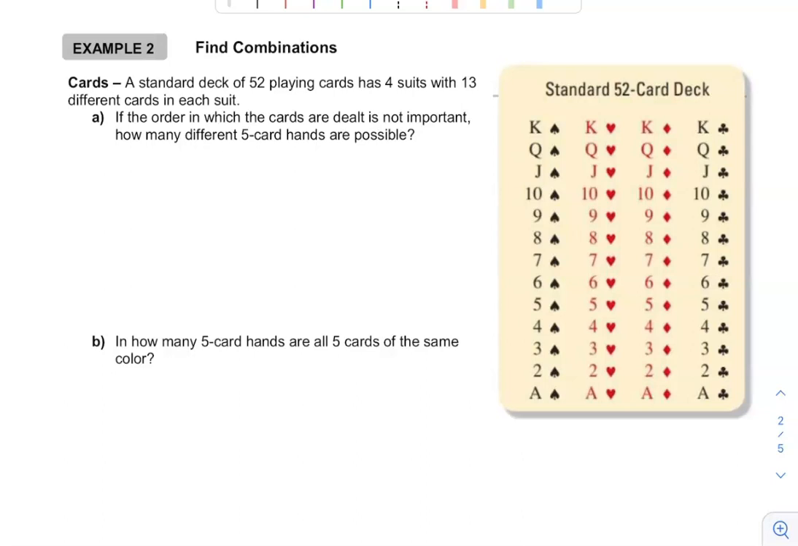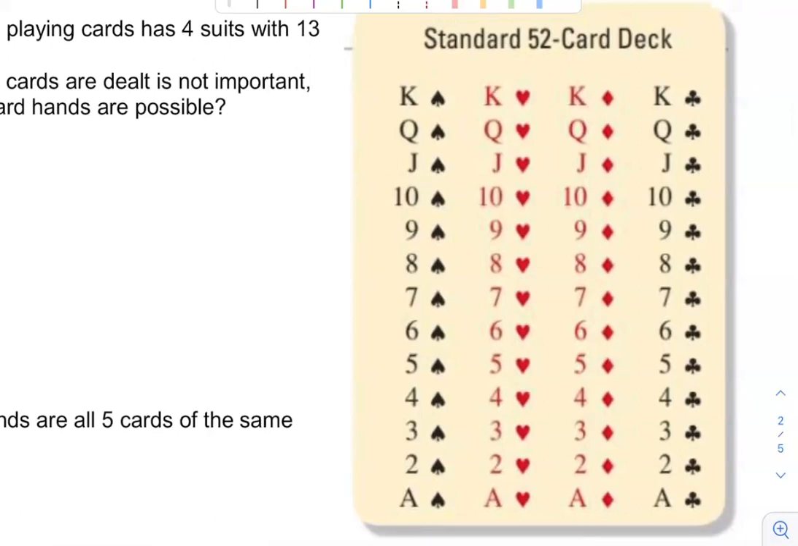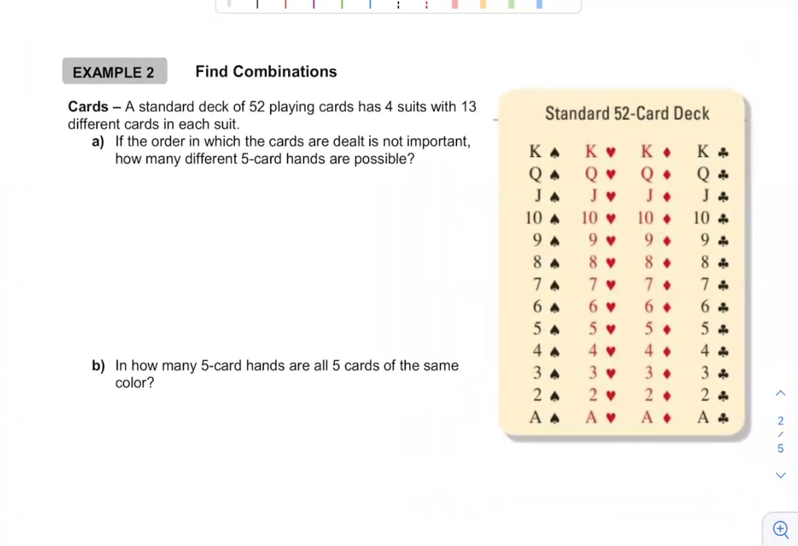We're going to find combinations here. So example 2 says a standard deck of 52 playing cards has 4 suits with 13 different cards in each suit. If the order in which the cards are dealt is not important, how many different 5-card hands are possible? So we have 52 cards, so 52 choices. Choose 5 of those. So it's 52 choose 5. That's because we have a deck of 52, and our hand that we're drawing is 5.